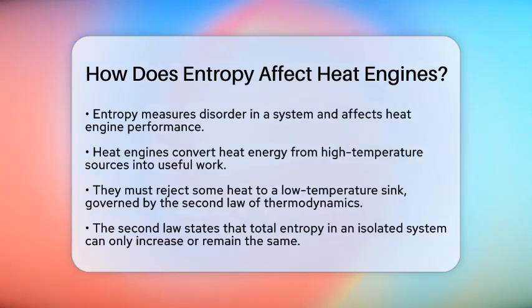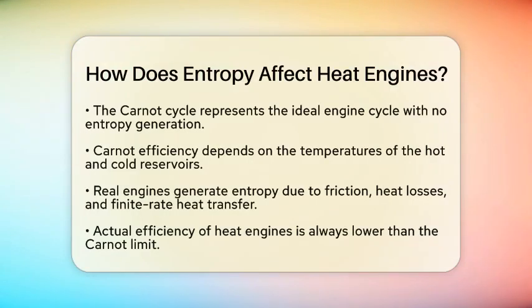At the heart of this discussion is the Carnot cycle. This is an idealized engine cycle that operates between two temperature reservoirs. It assumes no entropy generation, meaning it represents the best possible efficiency any real engine can achieve. The efficiency of this cycle depends solely on the temperatures of the hot and cold reservoirs. If any engine were to operate with less entropy generation than the Carnot engine, it would contradict the second law, which is impossible. In real engines, entropy generation occurs due to various factors.